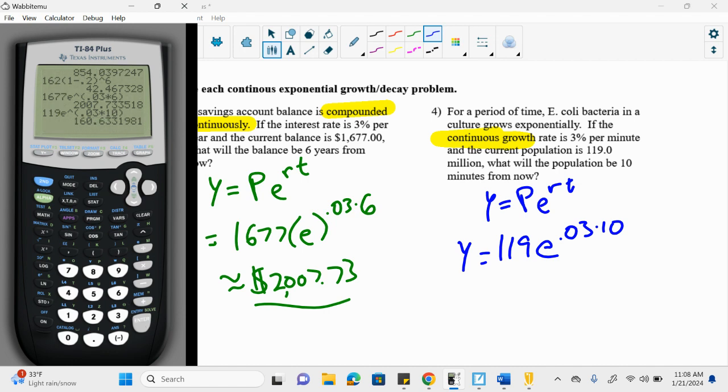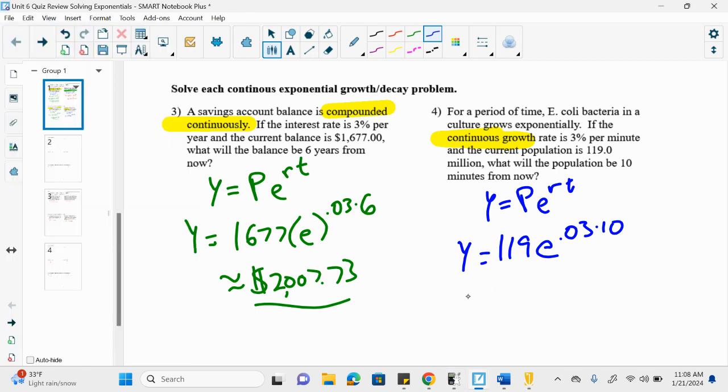Okay, so now there's a population in millions of bacteria. So we'd say approximately 160.63 million bacteria.